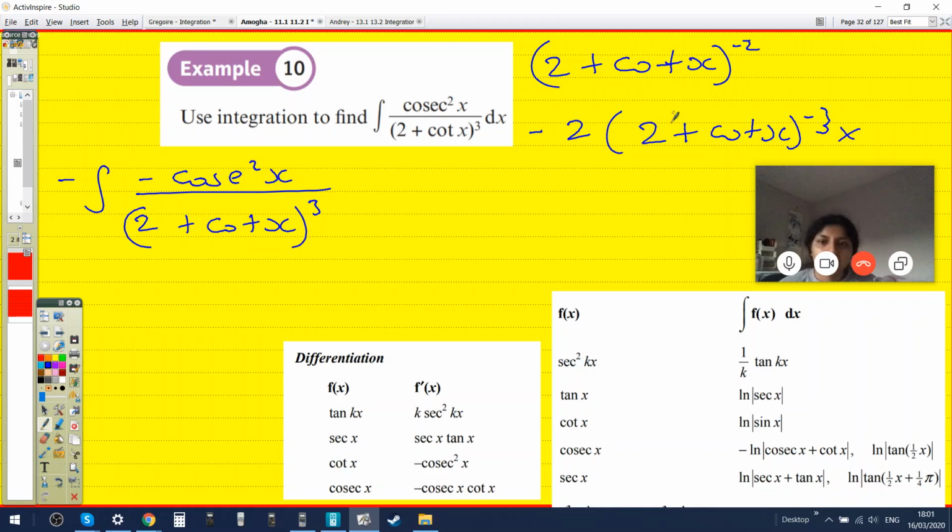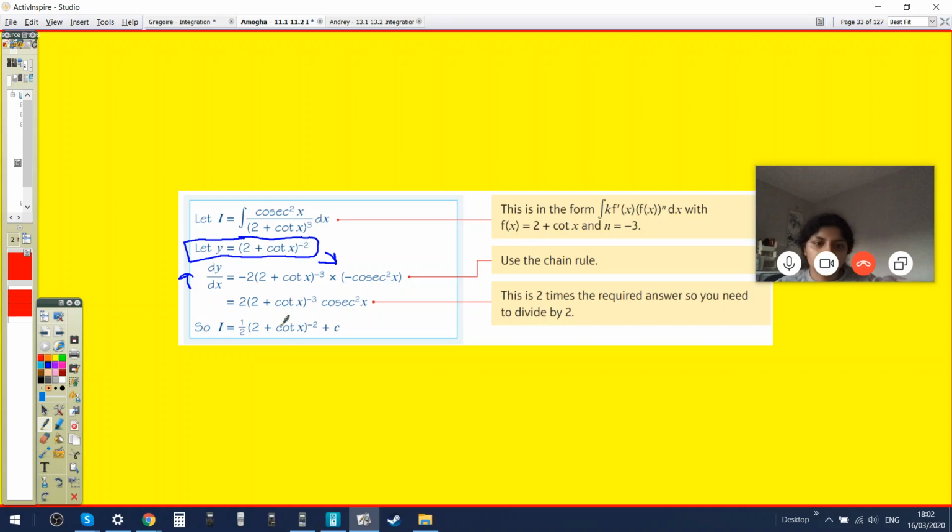And what's the derivative of cot x? Minus cosec squared x. That would be 2 cosec squared x, 2 plus cot x, so minus 3. Yes. And so then you can use that to work in reverse. How? You already have it. You just need 2 cosec squared x. So it has to be half 2 plus cot x to the power of minus 2. Yeah, that's right. I have 2 plus cot x to the minus 2 plus c.